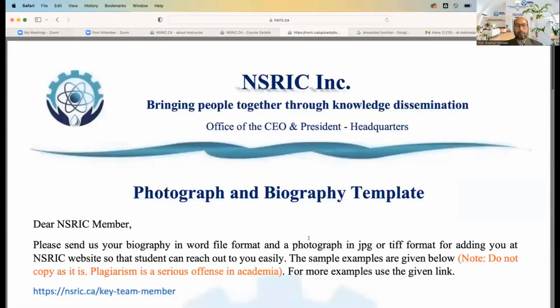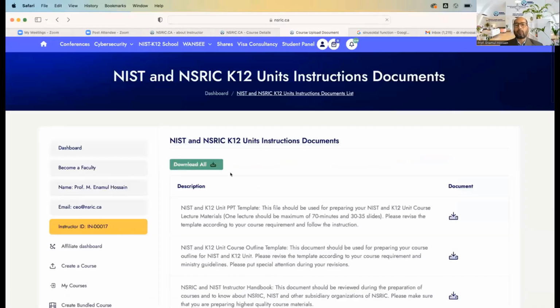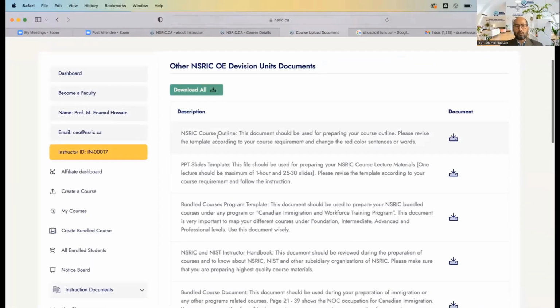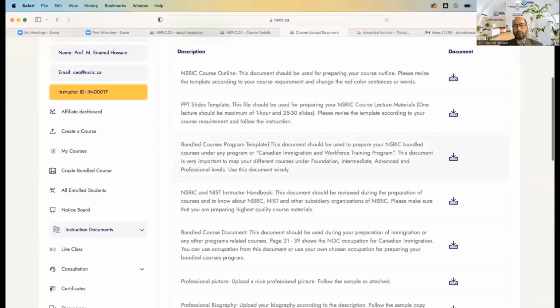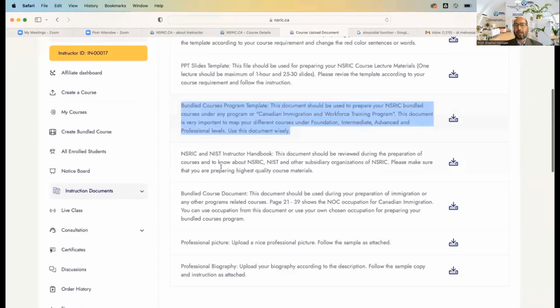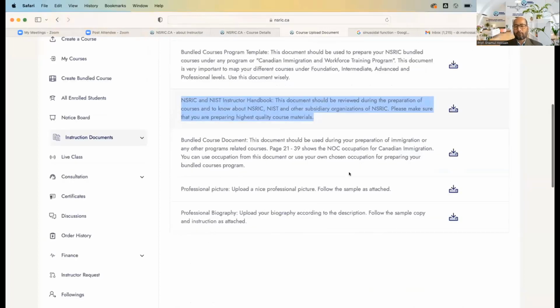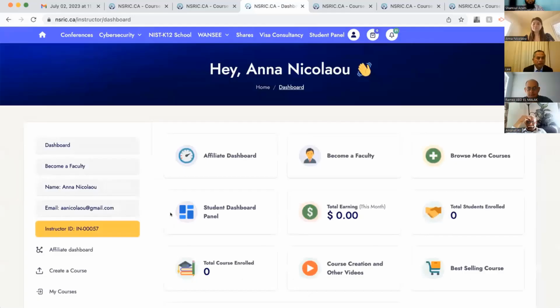This is for NIST. Another one, if you want to upload and prepare a course related to another unit, these are the documents: course outline, PPT slide, bundle course program template. This is another important document where you describe your program and bundle the course, what Miss Anna was telling. And this is a long document, a handbook, about what NSRIC is all about and the guidelines to prepare courses, and then professional pictures and biography.